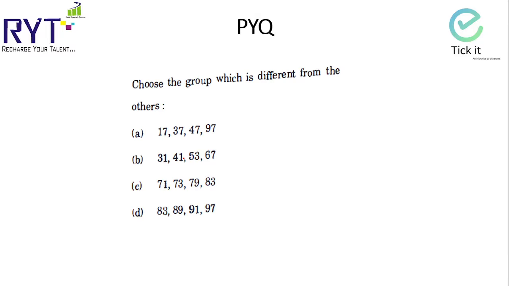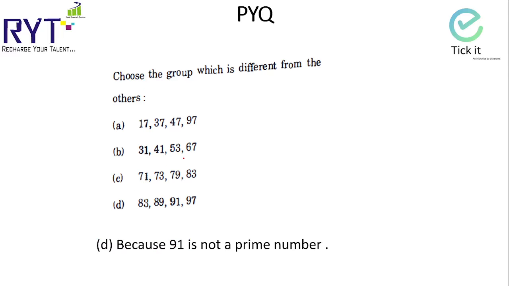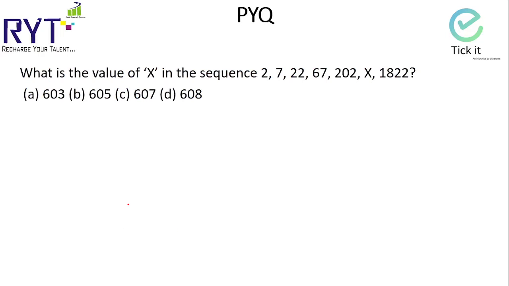Choose the group which is different from others. If we observe all the numbers, we have one number which is not a prime number, that is 91. This is not a prime number. Rest all are prime numbers. So option D is the group which is different because it has one which is not a prime number. So option D is the correct answer. This is from UPSC exam. Let us go to next question.